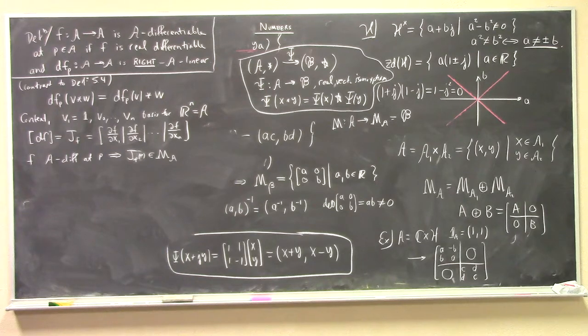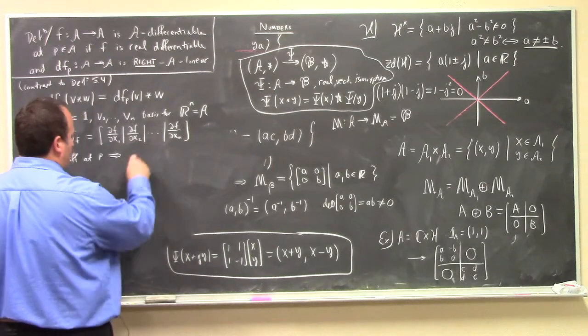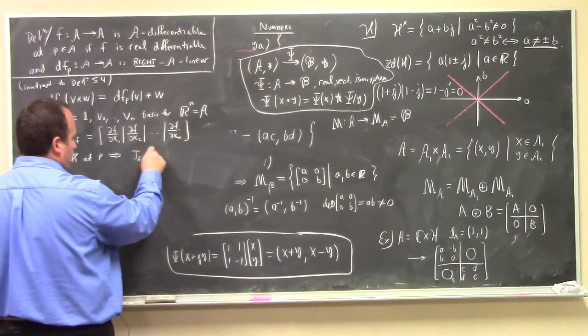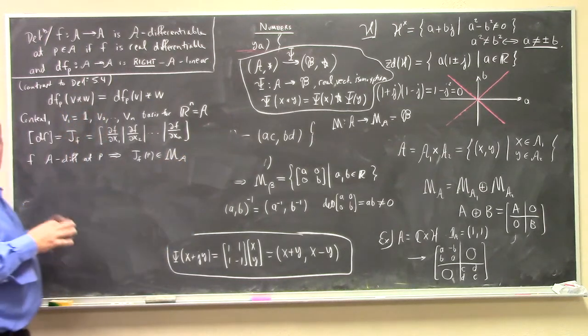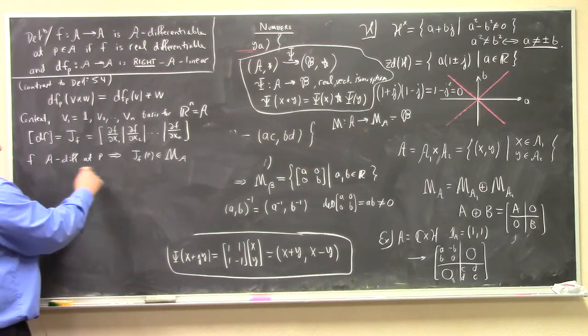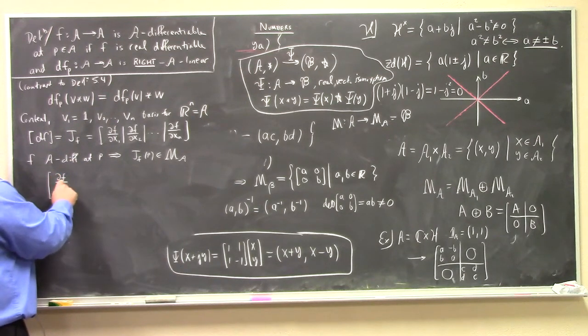Now, what does that mean? Jacobian of f at P. All right, so let's think about that. That means that we can write the Jacobian like this, right?